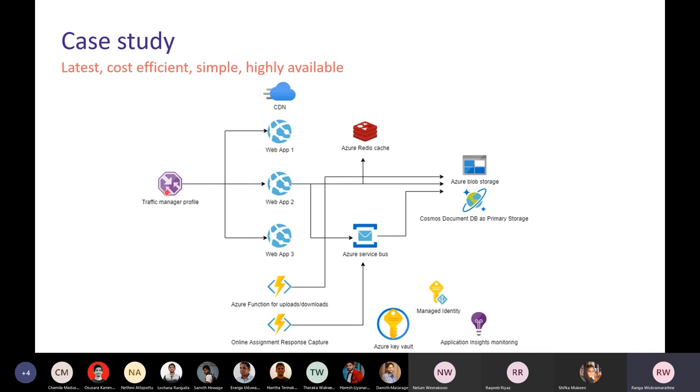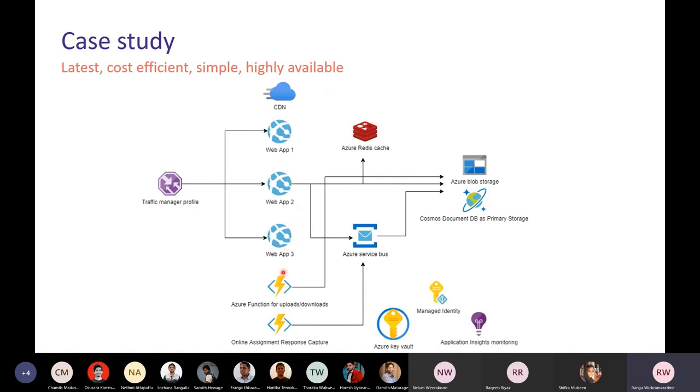We have a Traffic Manager profile in front, which decides where to go. Of course, we can select the algorithm. It can be based on geography, or priority, or some other algorithm, maybe even custom. We have also put a CDN where we host some static content, somewhere in blob storage. We host our web app and push it through the CDN to the outside world.